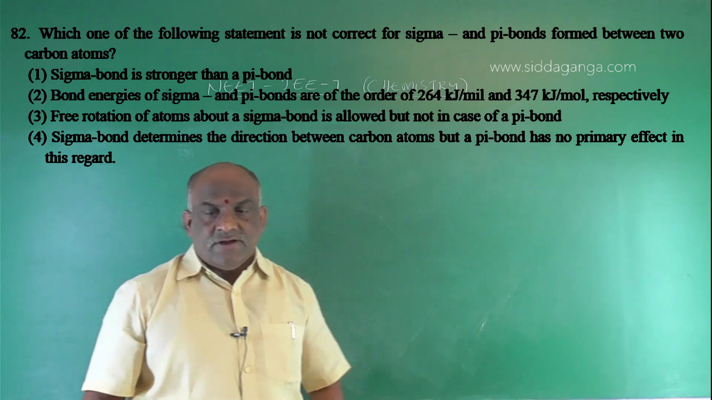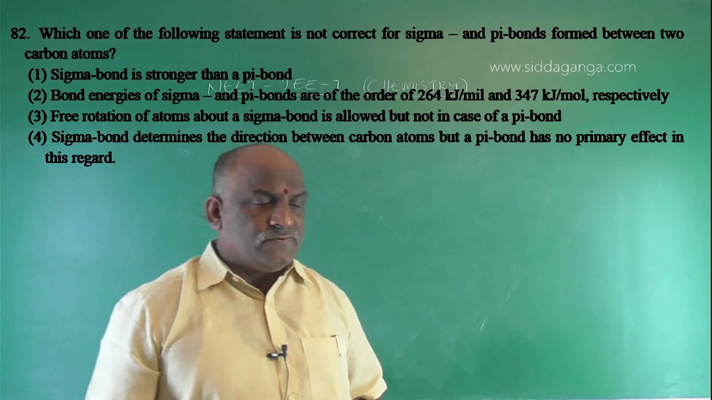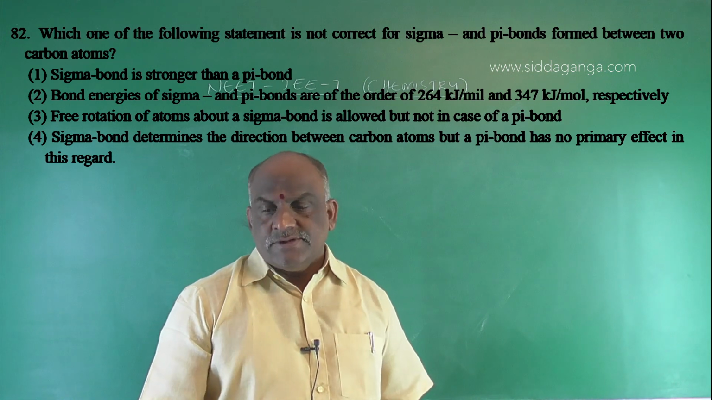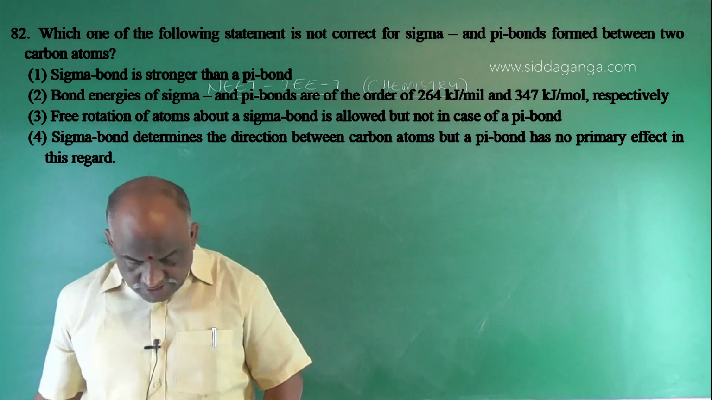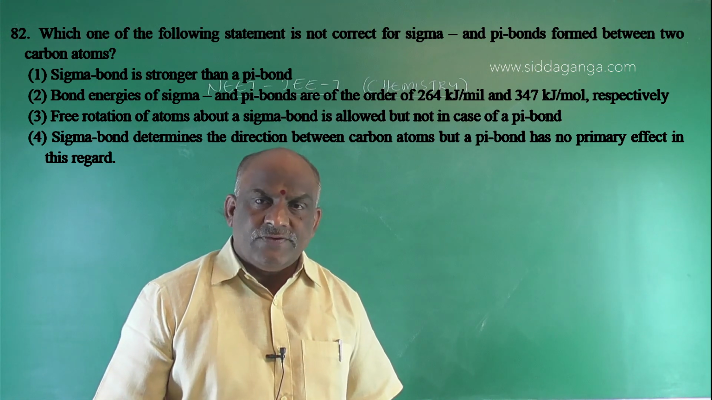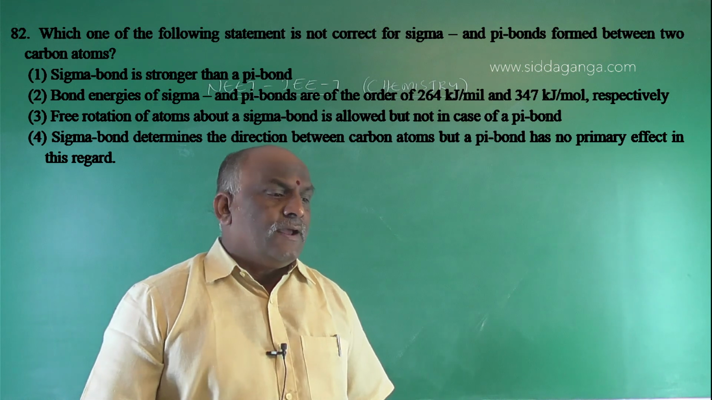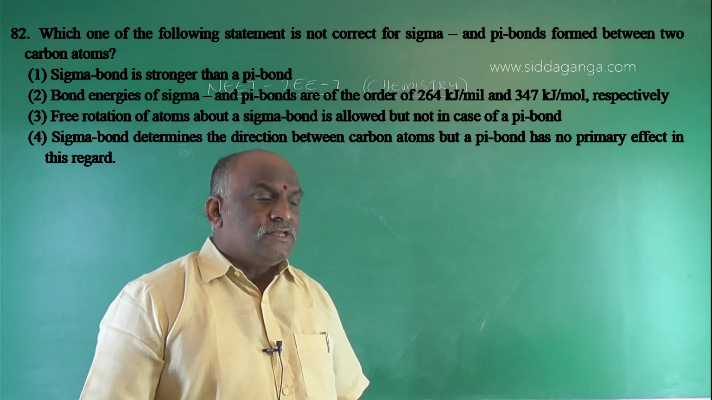Question: which one of the following statements is not correct for a sigma bond and pi bonds formed between two carbon atoms? This is a concept background question. In this question a little bit of correction was there. Sigma bond is stronger than pi bond. Obviously it is exactly correct. Sigma bond strength is very high. And second, bond energies of sigma and pi are given.